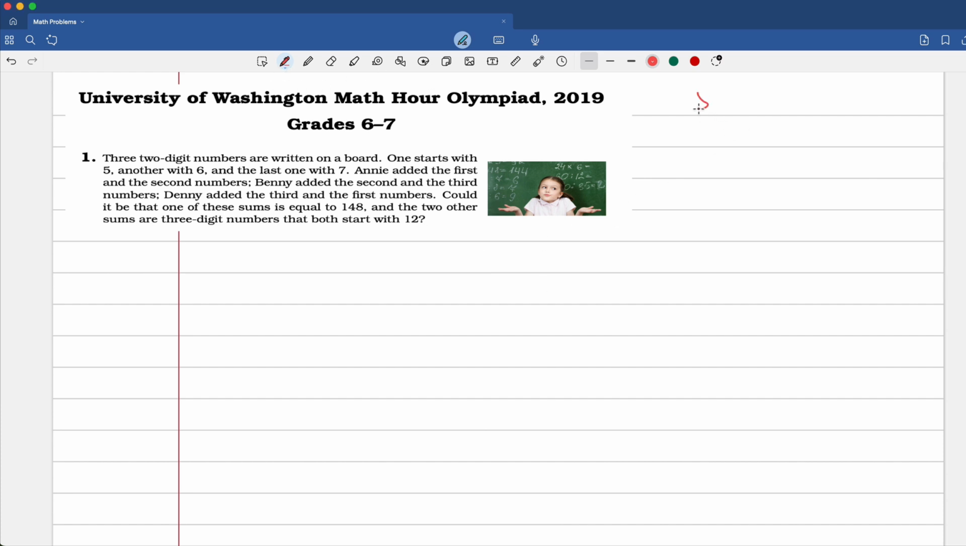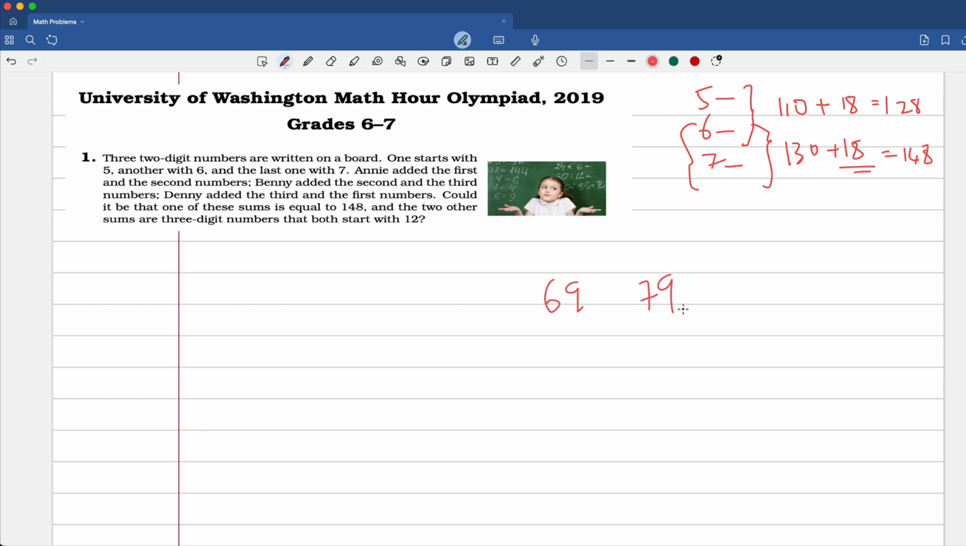So the numbers are 50 something, 60 something, 70 something. If I were to add the first two, I would end up getting 110 plus the digits, the maximum of which is 18, and therefore it is 128. So in order to reach 148, I need to add the larger two of the three numbers, which is 60 and 70. So 60 and 70 together makes it 130. And again, I know that the largest possible number that can be reached is 18, and that's the only way I can reach 148. So I can come to a logical conclusion that I would end up getting 69 and 79 as the only two numbers if I need a sum of 148.